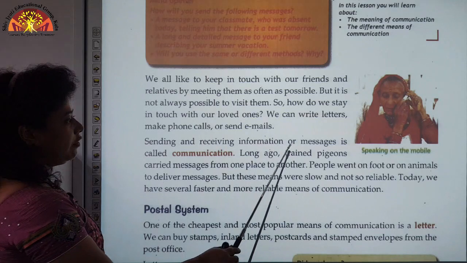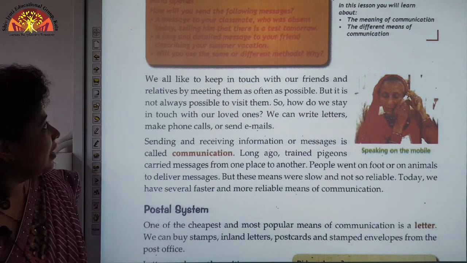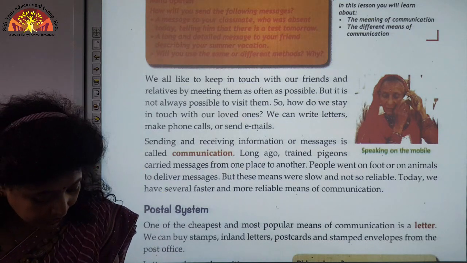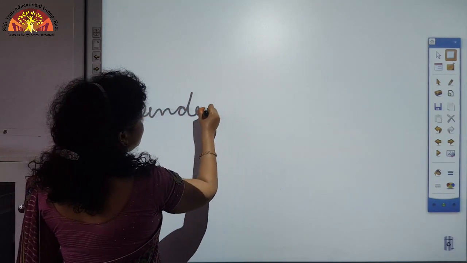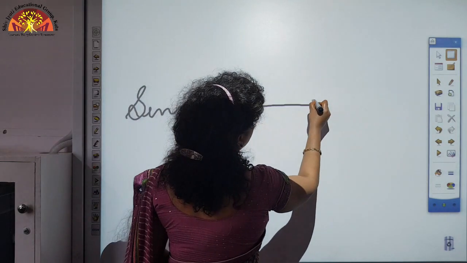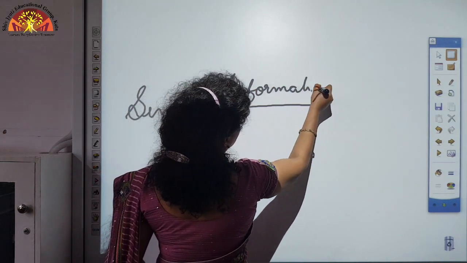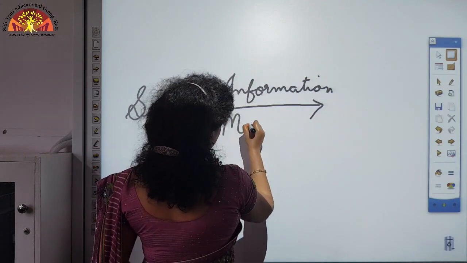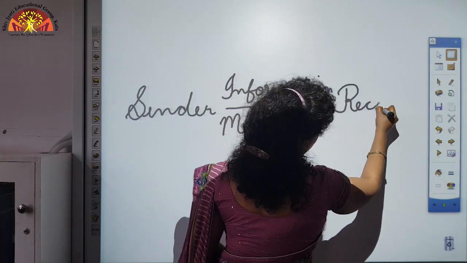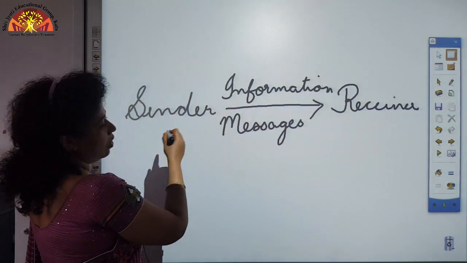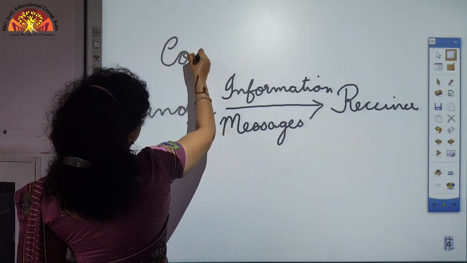Sending and receiving information or messages is called communication. So what is communication? Sending and receiving messages. Here you have a sender. The sender is the one who sends messages, and what does he send? He sends either information or messages. And to whom does he send? He sends it to the receiver. So this process of sending and receiving messages or information is called communication.